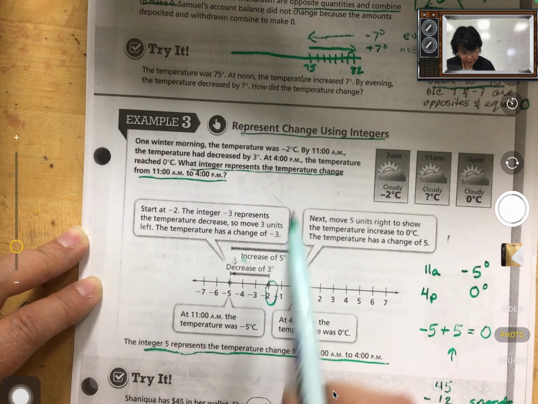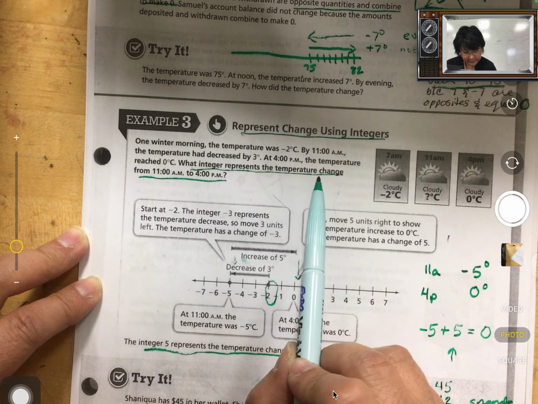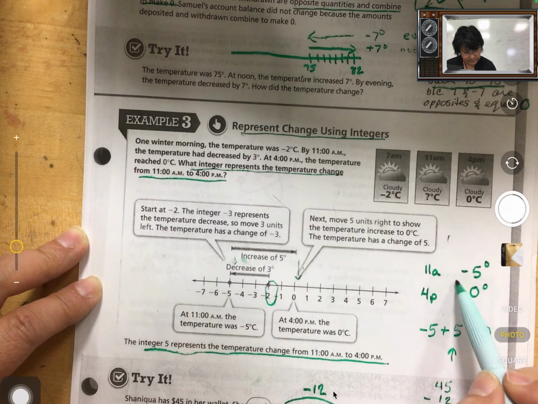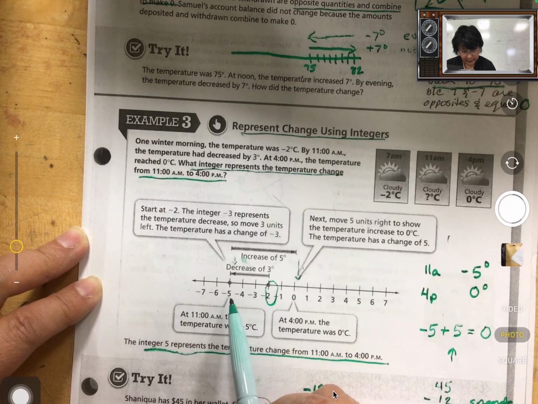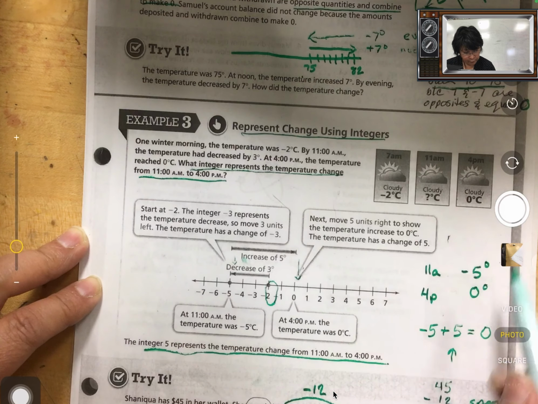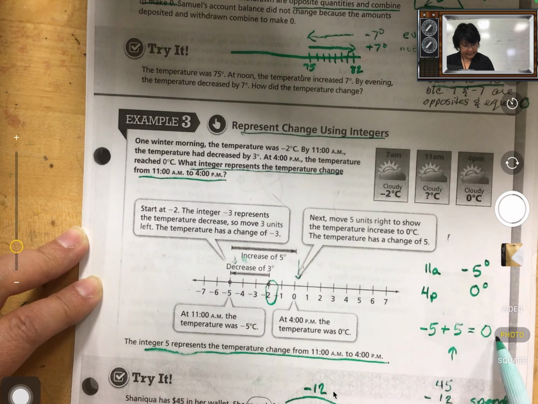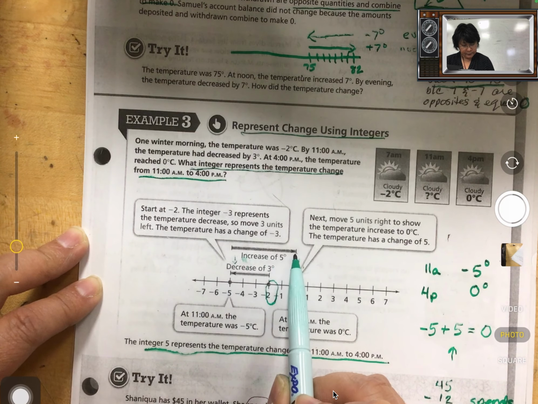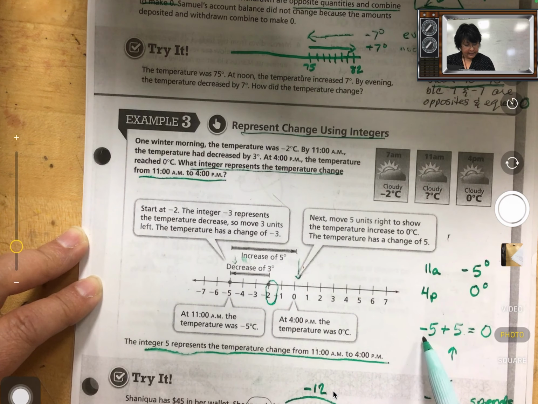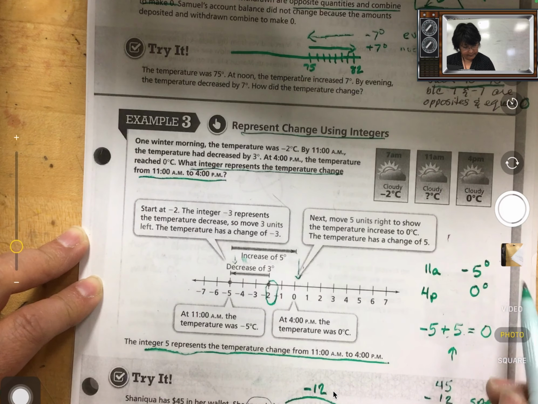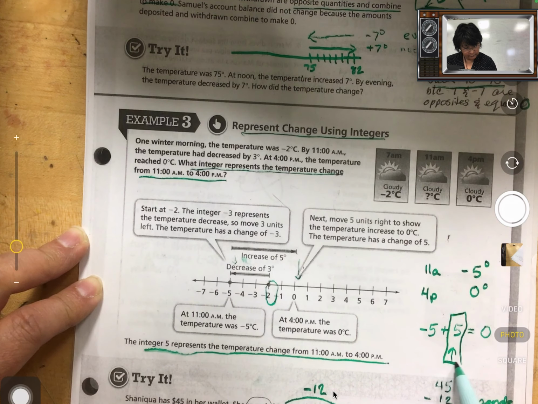What integer represents the temperature change from 11 a.m.? At 11 a.m., it was at negative 5, and at 4 p.m., it was at 0 degrees. So at 11 a.m., it's at negative 5, and in order to get to 0, it climbed 5 degrees. Negative 5 plus 5 is 0. So the integer 5 represents the temperature change from 11 a.m. to 4 p.m. So this is what it was asking for.